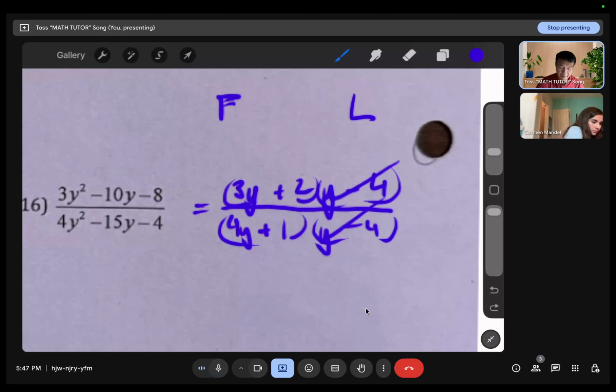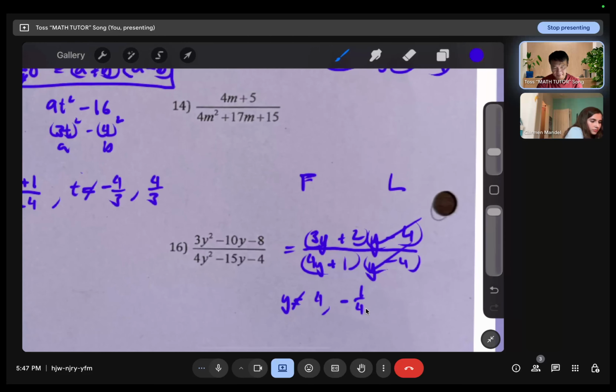But then we're going to write the restriction. So y cannot be 4, and it can't be negative 1/4. That's it. Okay, got it. Good job.